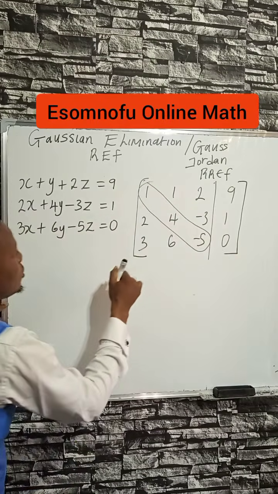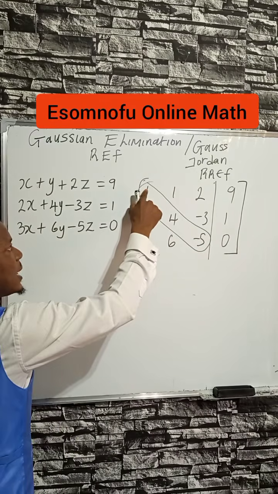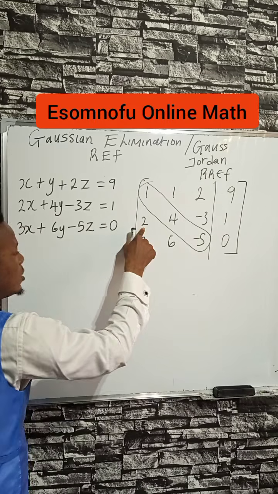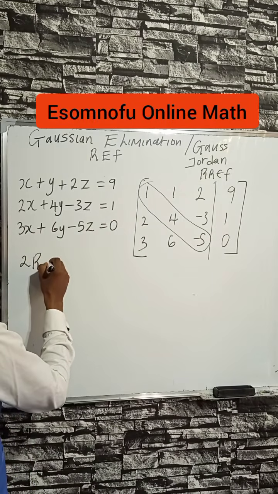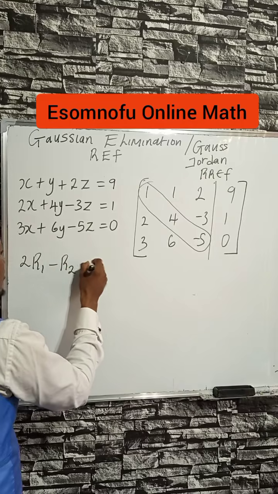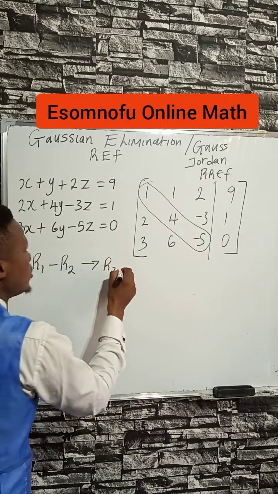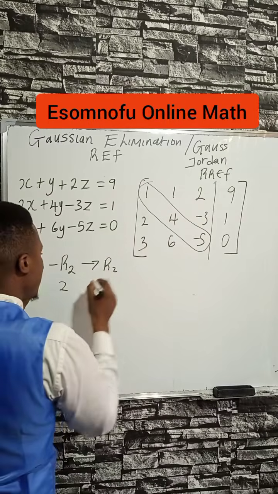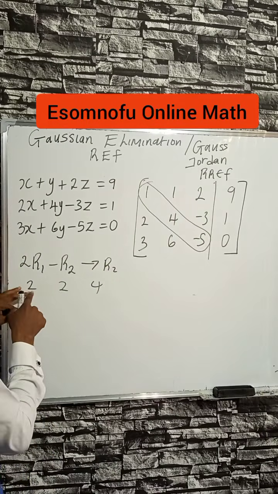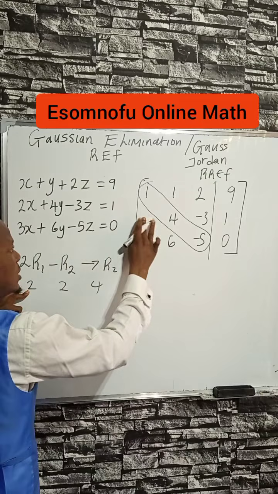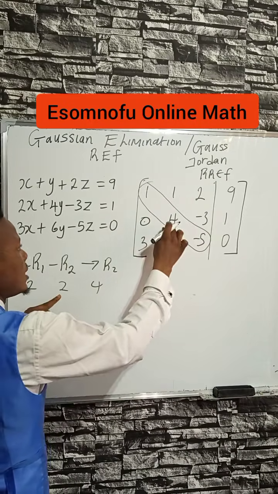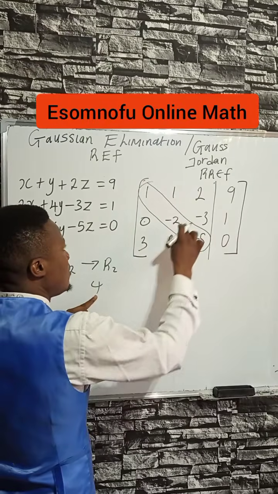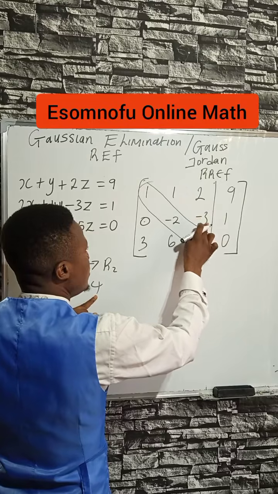Here is 1. So let me make this 0 by multiplying this by 2. If I multiply 1 by 2, I will get 2, and 2 minus 2 is 0. So I will say 2 row 1 minus row 2 will give me the new row 2. So 2 times 1 is 2, 2 times 1 is 2, 2 times 2 is 4. Then 2 minus 2 is 0, 2 minus 4 is minus 2, 4 minus 3 will give me 7.